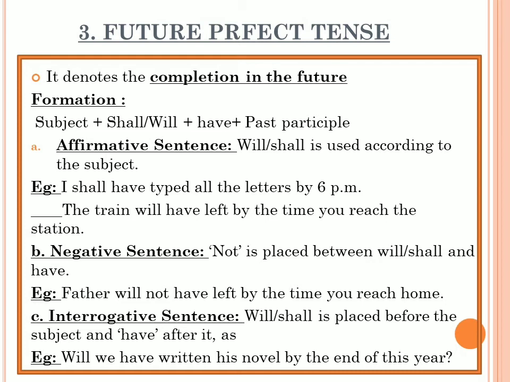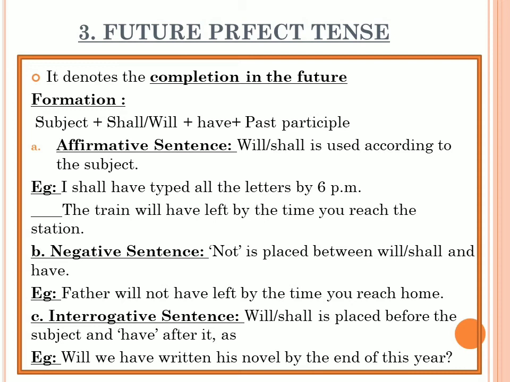Another one is future perfect continuous tense. It shows completion and continuity in the future. Its formation is subject plus shall or will plus have been plus the ing form of the verb plus object plus since or for plus time. That's all the same. We only have to use shall or will plus have been.